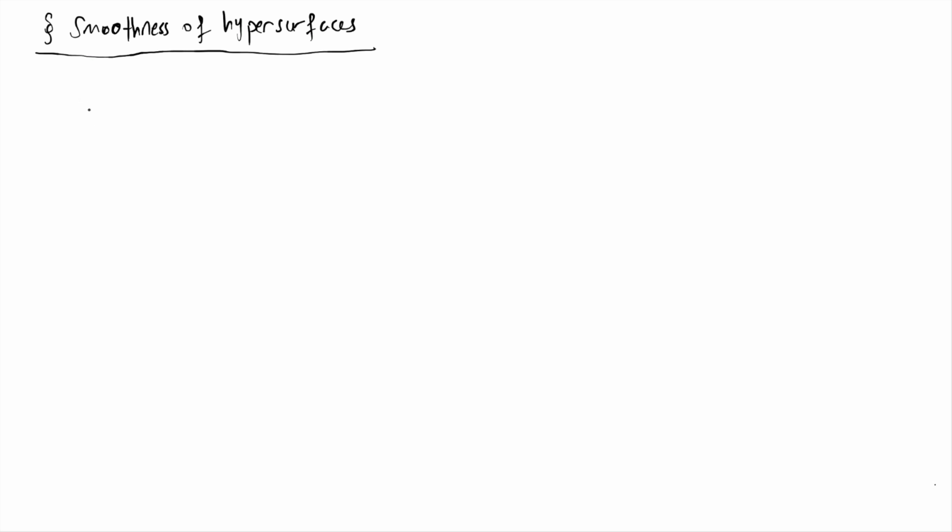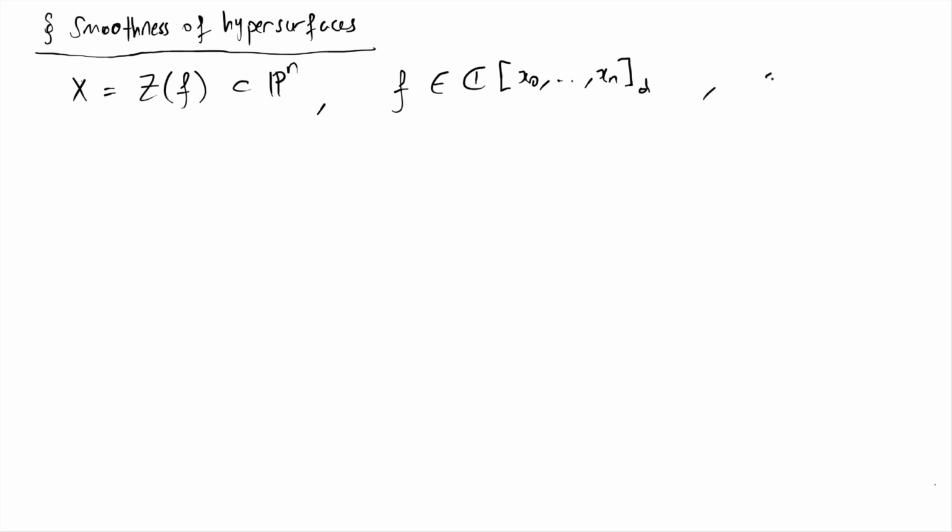So when I talk about hypersurfaces, I mean the following. Let's say we take X, the zero locus of a homogeneous polynomial in projective space. So here, to be explicit, f will be a polynomial. Let's say we're going to use complex coefficients, although we could use any field of characteristic 0. Then our variables are x0 through xn, and f should be homogeneous of some degree d.